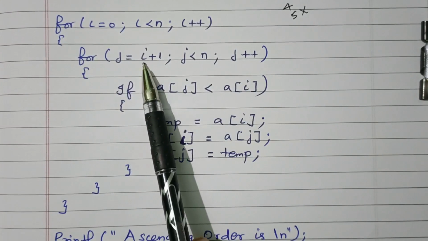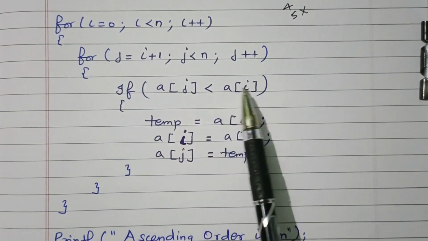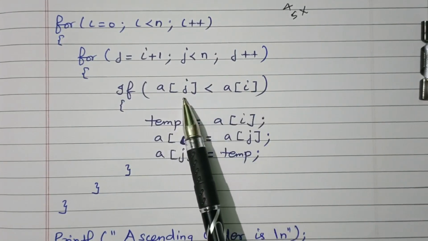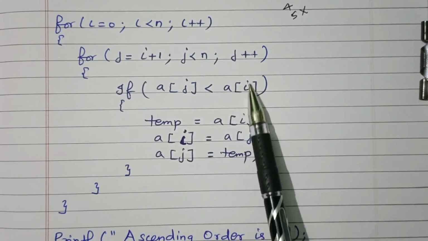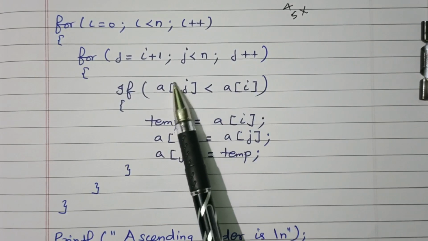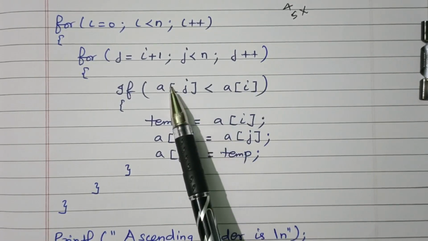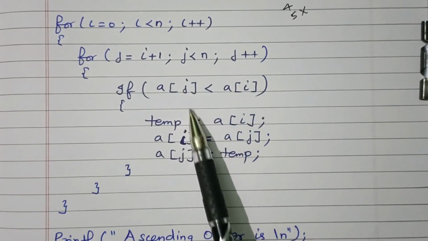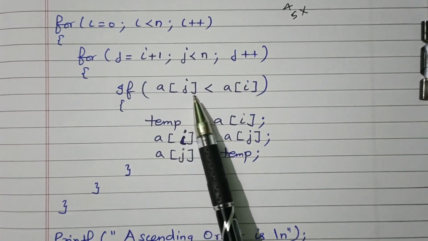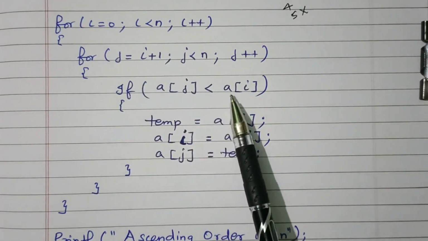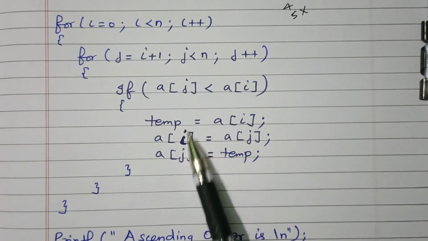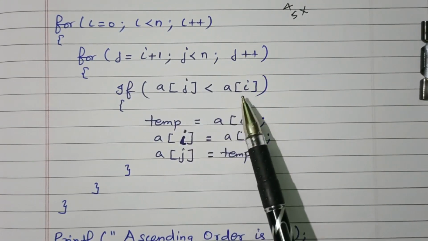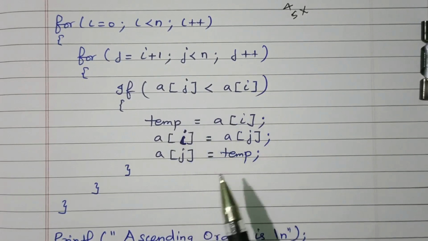j equal to 1, second number. So now we are comparing a of j less than a of i. a of i is the first number, a of j is the second number. Suppose the second number is lesser, we need to interchange. If it is not lesser, no need to interchange, right? If the second number, or third number, or fourth number is lesser, we need to interchange a of i and a of j.